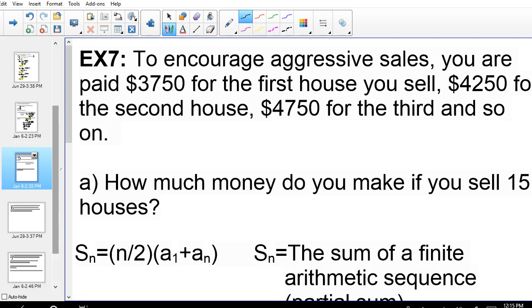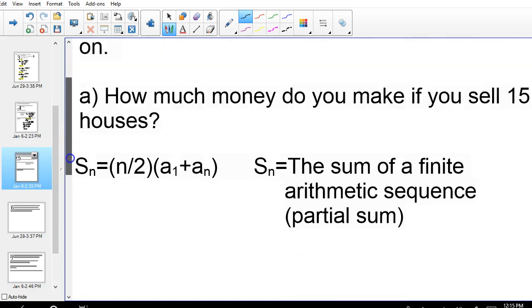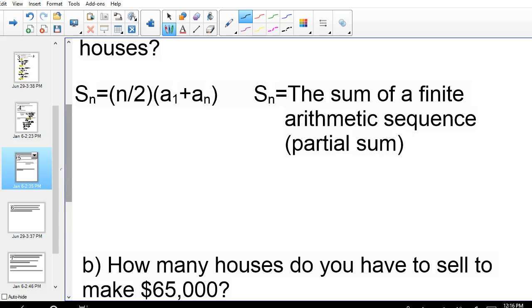But there's also a formula that can help us here, and that formula is the second one underneath your arithmetic sequences there that says capital S sub n. That capital S sub n is the sum of a finite arithmetic sequence, sometimes called a partial sum. It's called a partial sum because you're not adding the whole series. The sequence goes on forever, and we don't want the sum as it goes on forever, because it would be infinity. We want to know just the first 15 terms.